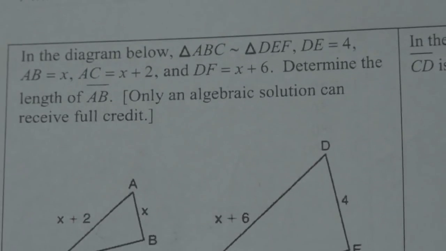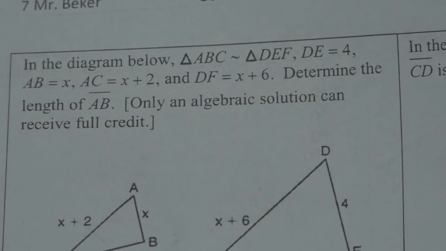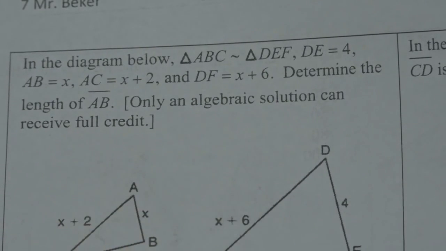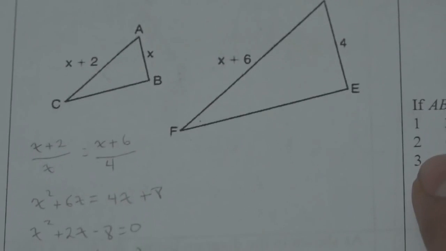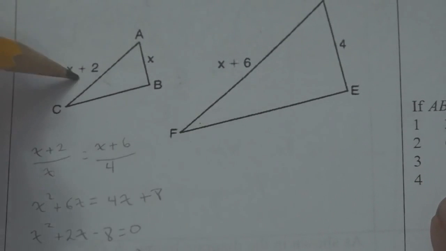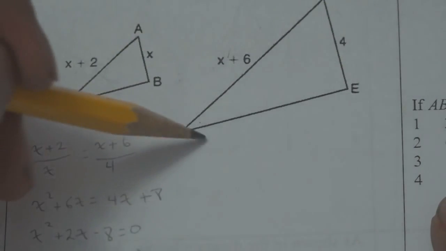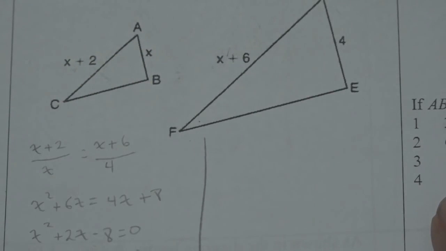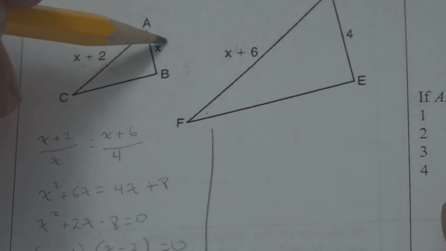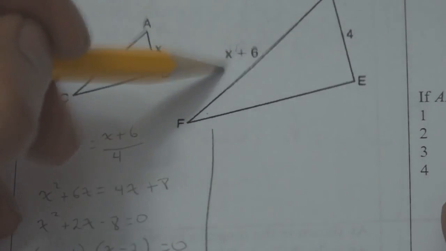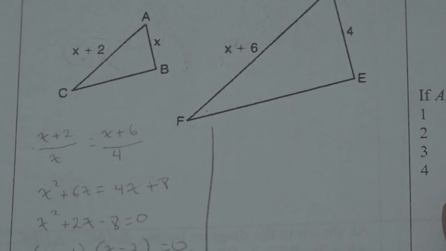So here, in the diagram below, the triangles are similar, and they give you the measures. Now they want you to determine the length of AB. So what am I gonna do? Easy. You can compare two sides of one triangle to the corresponding two sides of the other triangle, or you could compare side to side. Here, I compared this side and this side to this side and this side. So I got x plus 2 over x equals x plus 6 over 4.